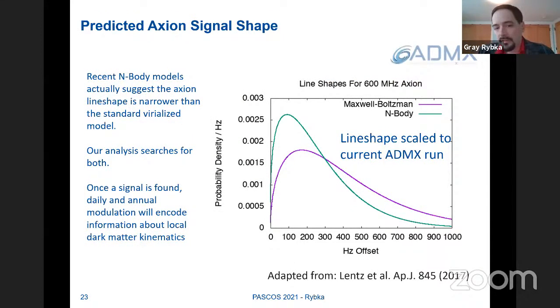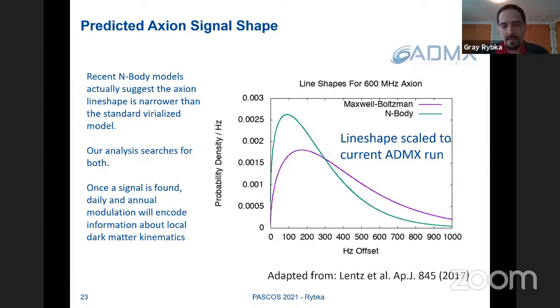The sort of thing we're looking for, the line shape of the axion, has nothing to do with particle physics and has everything to do with astrophysics. It has to do with how thermally broad is dark matter. And fortunately, we can set bounds on that, because if dark matter is too hot, it falls out of the galaxy, and we know that doesn't happen. And so we know the line shape, the most conservative line shape, is the Maxwell-Boltzmann line shape, and that's what we usually use.